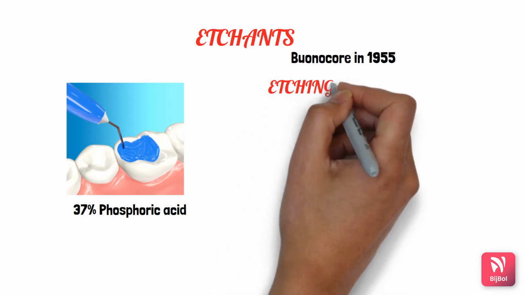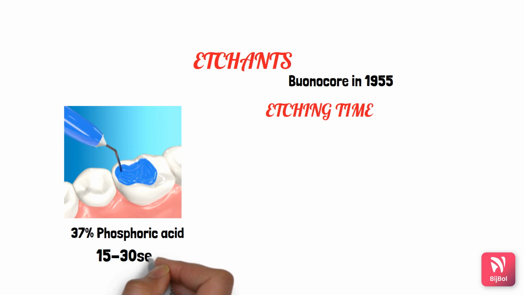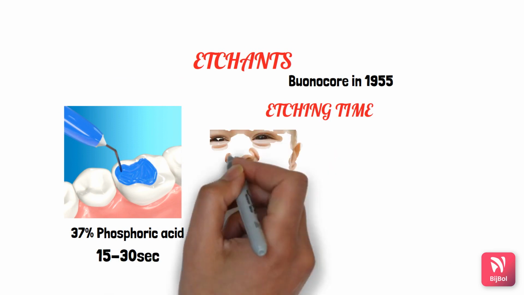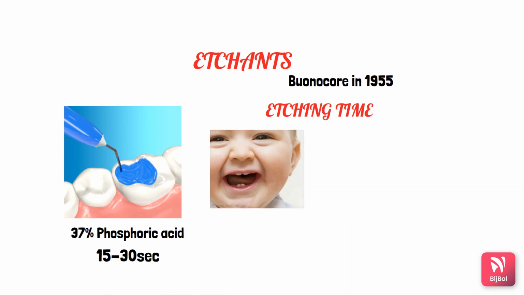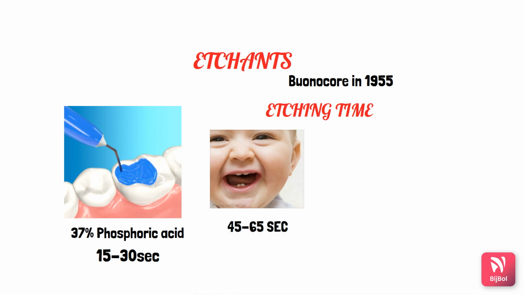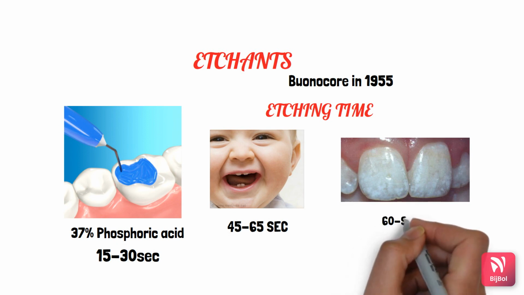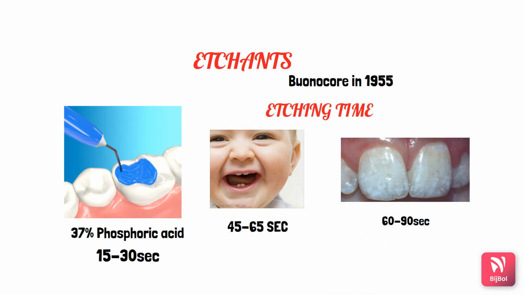The preferred etching time is about 15 to 30 seconds for a normal tooth, whereas for children's teeth it is about 45 to 60 seconds due to the presence of aprismatic enamel, and for fluoride teeth it's about 60 to 90 seconds.